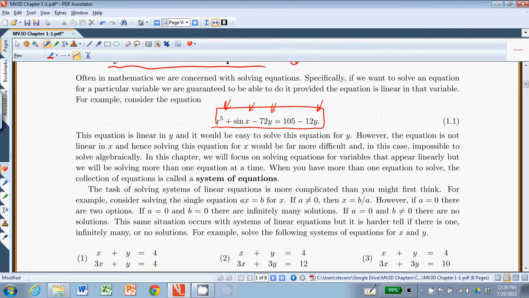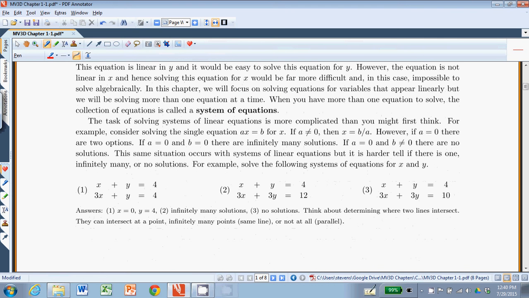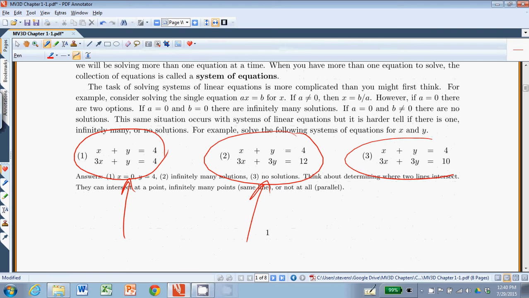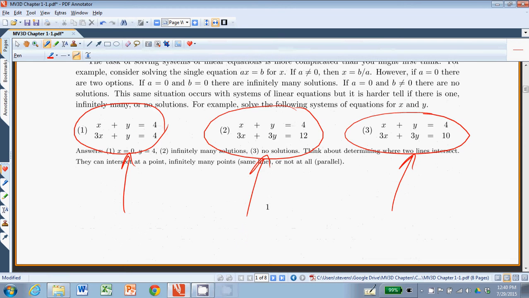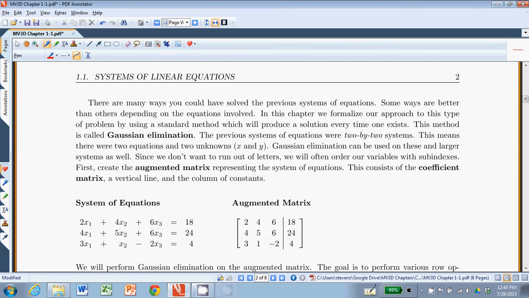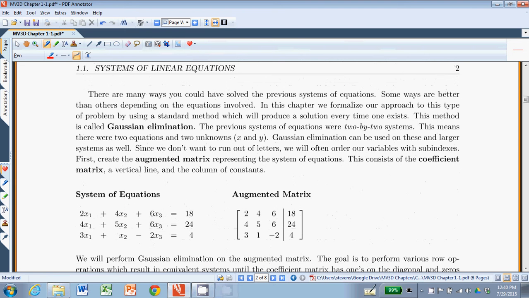All right. Then we moved on to systems of equations, where there's more than one equation. In this particular system, we saw that there was a unique solution. In this system, there were infinitely many solutions. And in this system, there were no solutions. And there's no easy way to tell by looking at them which of these will be the case. And then we saw a systematic way to solve an arbitrary system of equations.